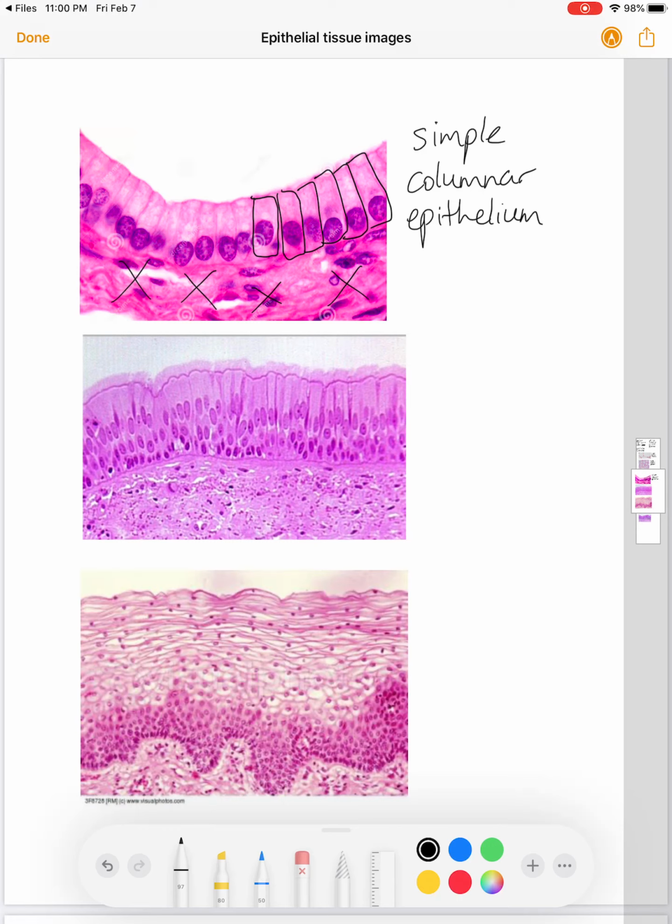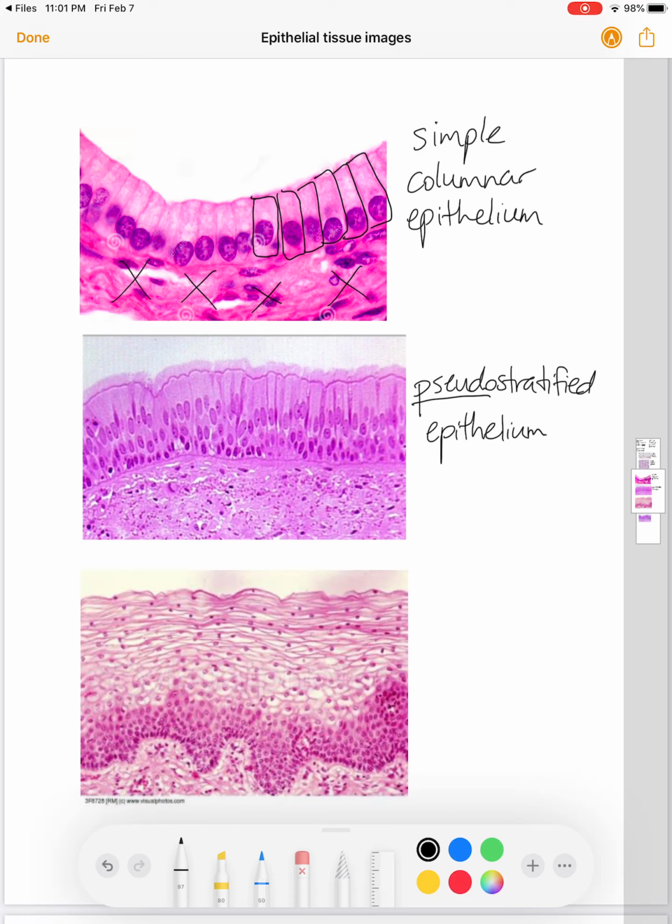All right, so moving down to the next one. Now this one is a little funny. So this one is actually a simple type of epithelium, and you might be tricked into thinking that it looks like it's stratified, that it looks like it has multiple layers of cells. But this tissue is called pseudostratified epithelium. And that prefix pseudo means false. So this is a false stratified epithelium. It kind of looks like it's stratified, but it's really a simple epithelium.